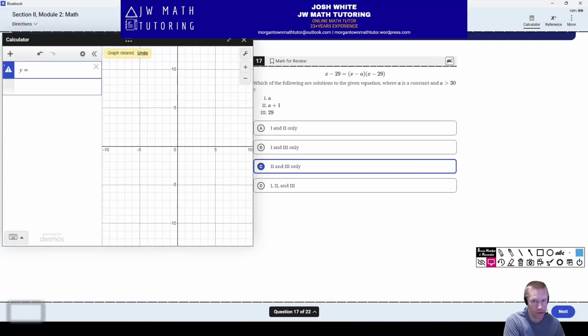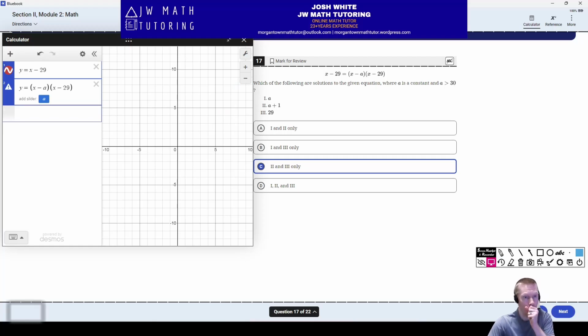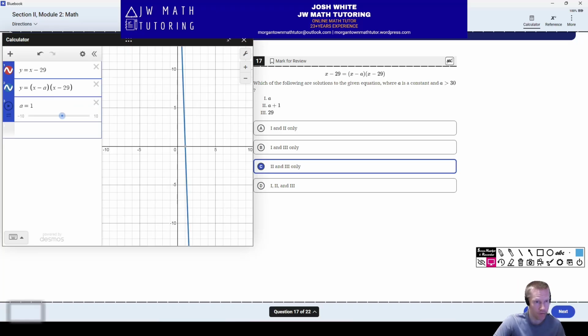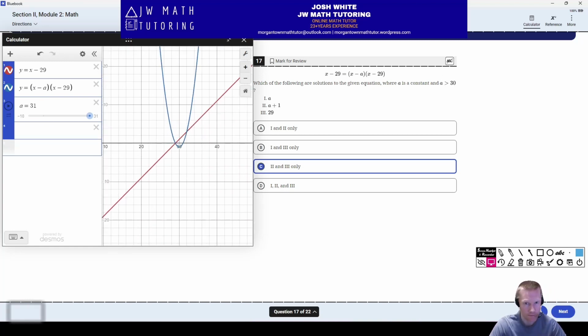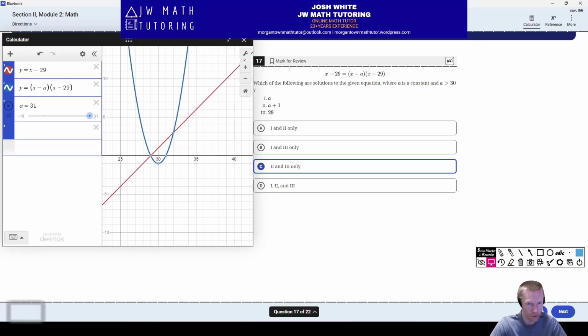So what I'm going to do is graph y equals left side, y equals right side. And then I'm going to look for the intersection points, and I'm going to see which of these values I find on my graph. Now, make a slider for A, but notice A has to be greater than 30, so I'll just set it to 31. It doesn't have to be an integer, but I'll just set it to an integer. Okay, so now let's zoom out a little bit to see what's going on here. Okay, so where are my solutions?